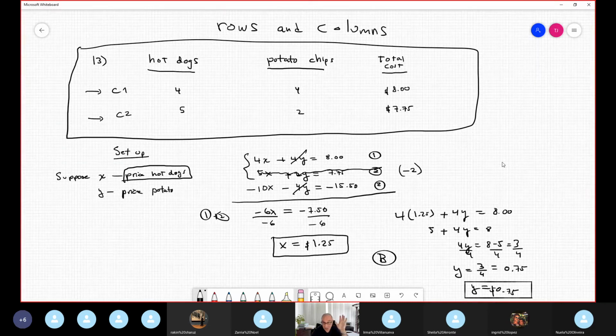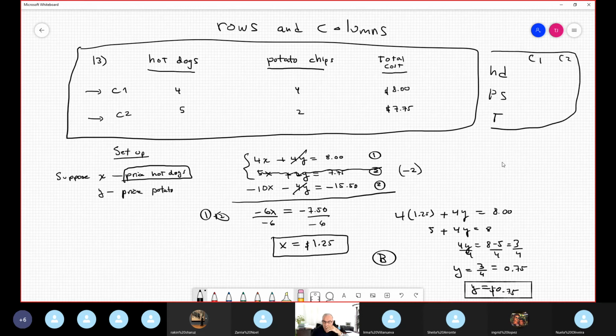Maybe another student uses a different organization than mine. I consider hot dog, potato chip, and total. It's perfect. And you put customer 1, customer 2. This is one possibility. And here you put the numbers, and the organization is similar. Okay, and you know, customer 1 takes 4 hot dogs, 4 potato chip bags, and the total cost.